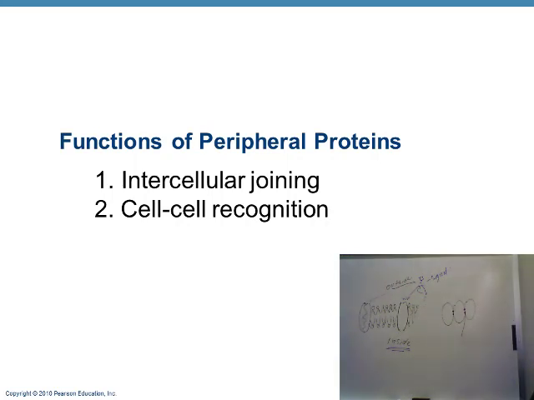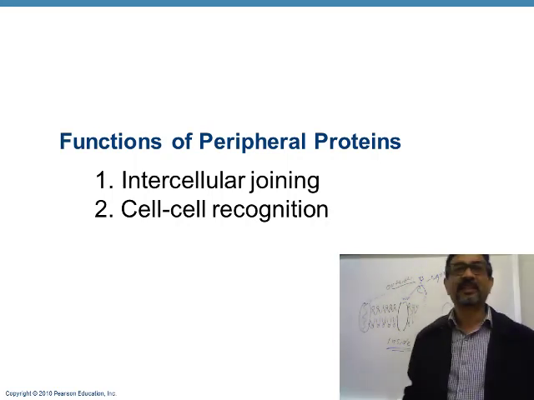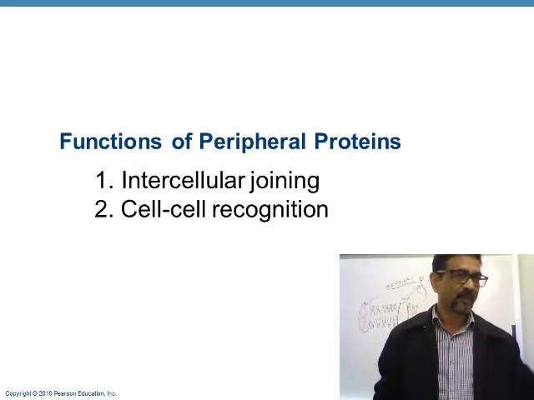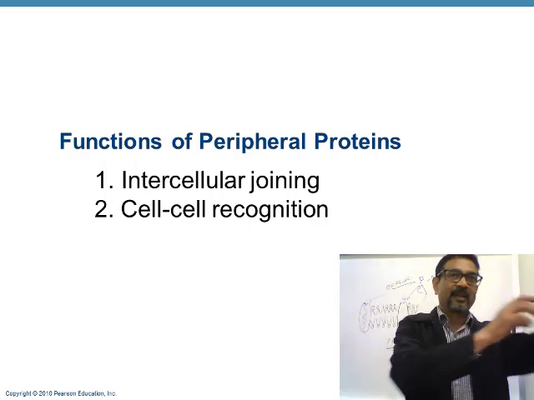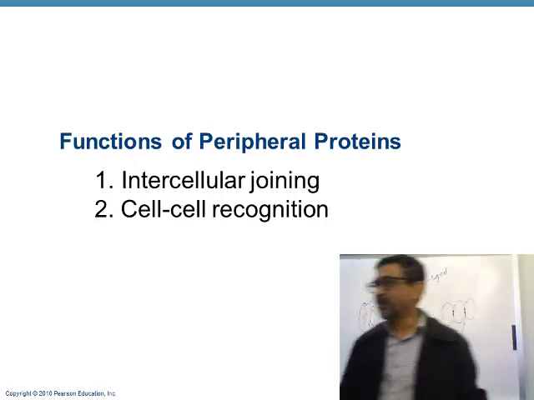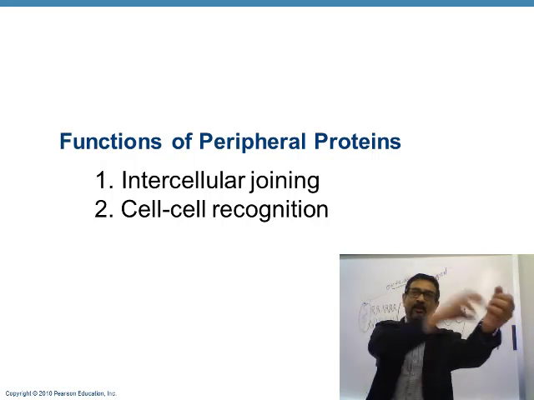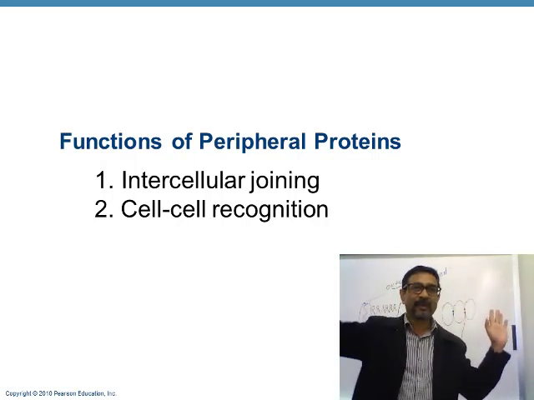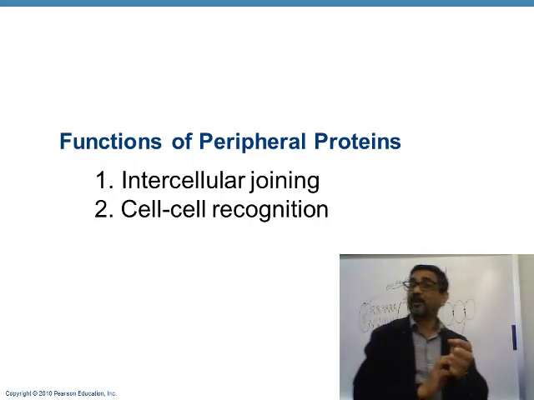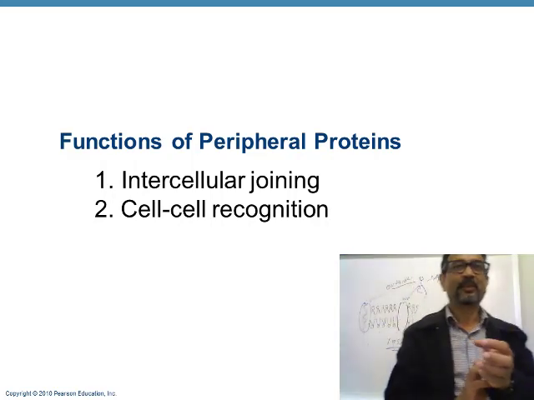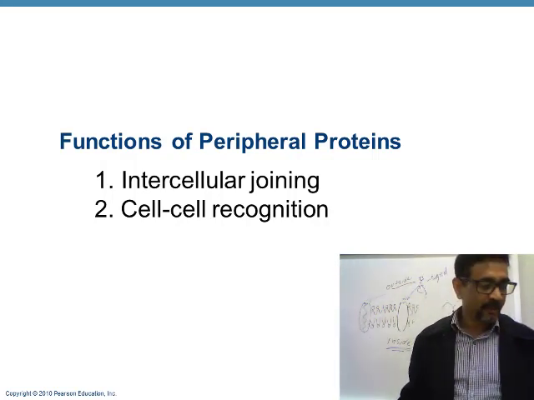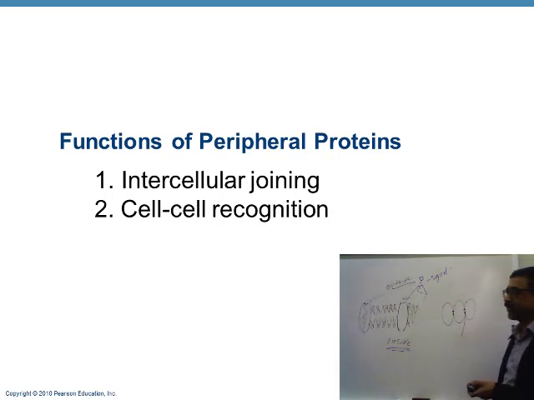That is the cell-to-cell recognition, and that is a big challenge, right? Like organ transplantation or tissue transplantation, right? Skin grafting. If I take skin from your body to graft to another area, it will be okay, right? But if I take from another person, then you have to take measures to stop rejection. So that is the cell-to-cell recognition. Very important function of the peripheral protein.